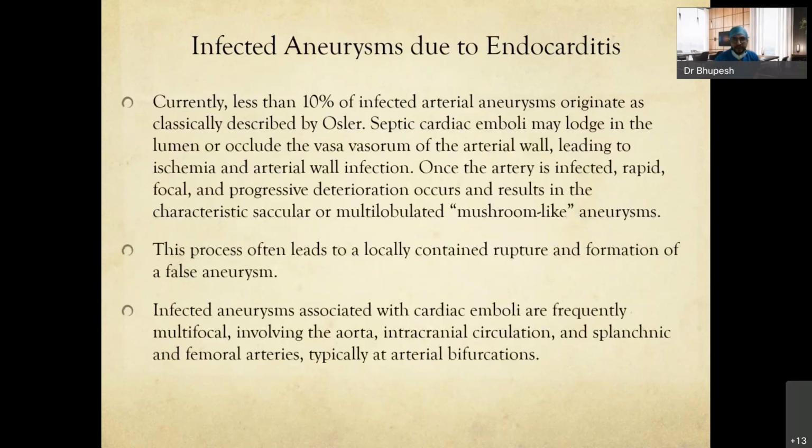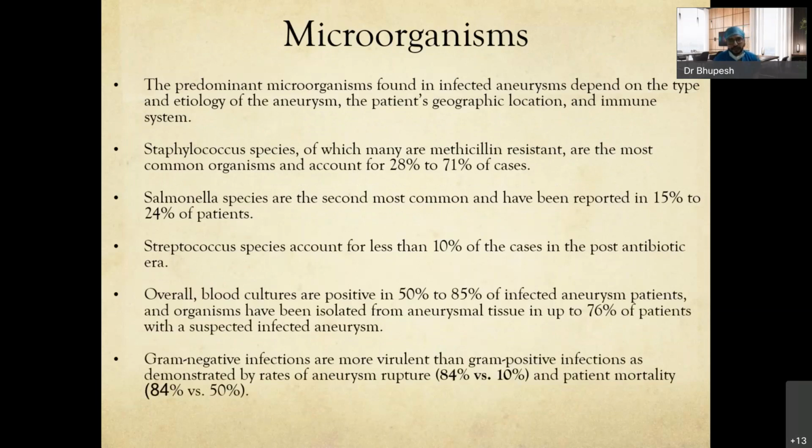And the last one is infective aneurysm due to endocarditis. Currently less than 10% of infective arterial aneurysms originate as classically described by Osler. Septic cardiac emboli may lodge in the lumen of the vasa vasorum. It leads to ischemia of the vessel wall. Once the artery is infected, rapid focal and progressive deterioration occurs, resulting in a characteristic saccular and multilobed mushroom-like aneurysm. This process often leads to a locally contained rupture and formation of a false aneurysm. The infective aneurysms associated with cardiac emboli are frequently multifocal, involving the aorta, intracranial circulation, and splanchnic and femoral arteries, typically at arterial bifurcations.